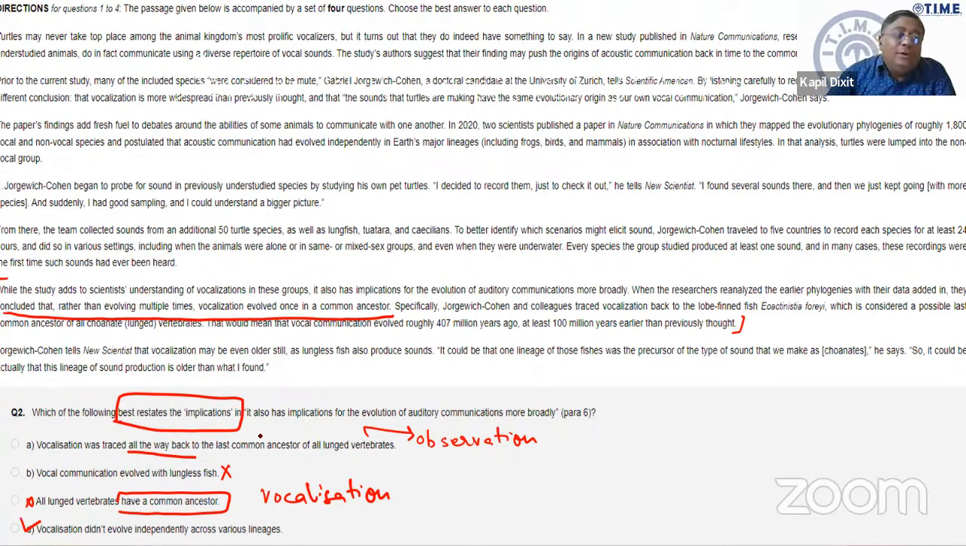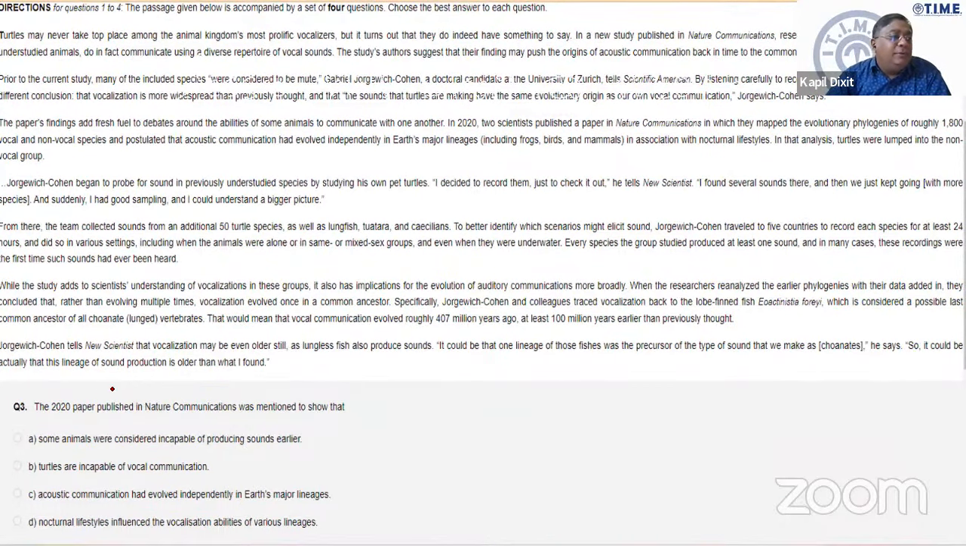Question number 3. The 2020 paper published in Nature Communication was mentioned to show that. Okay. Why was it published? To show that.